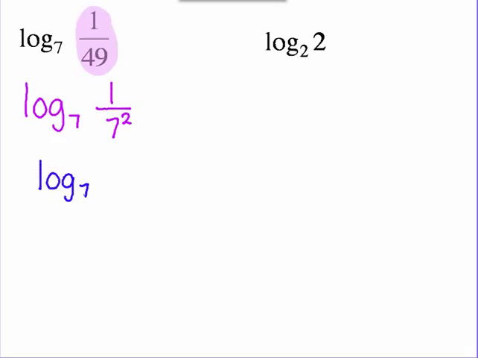Ideas? Yep, 7 to the negative second. Remember, the negative means I've got a fraction. Okay, the negative flips wherever it belongs, and so since it's on the bottom, if I move it up to the top, that becomes a -2. And my answer to this problem then is -2, since the log base 7 and 7 cancel.